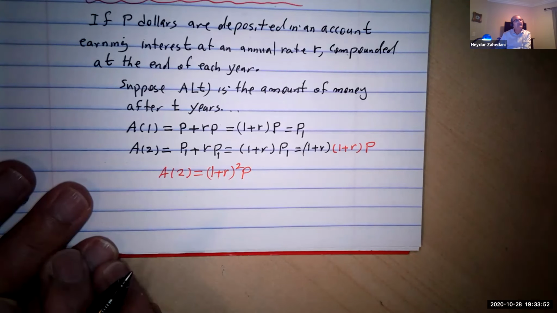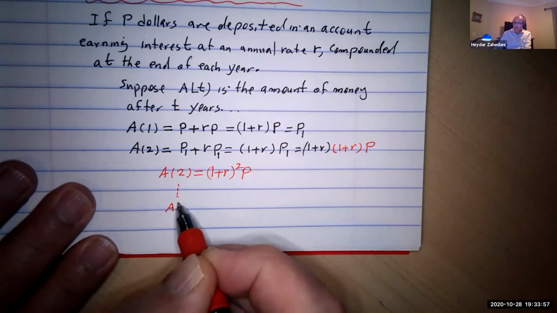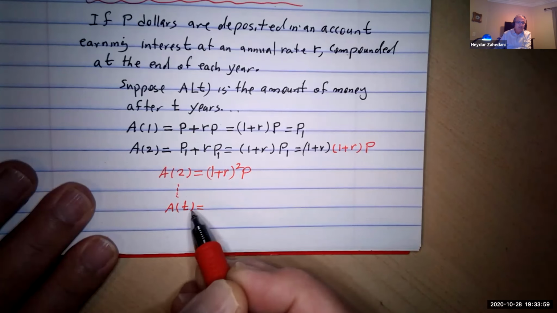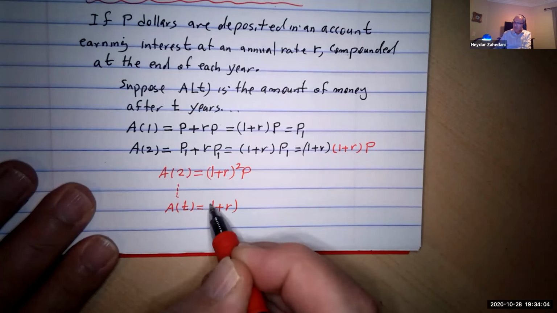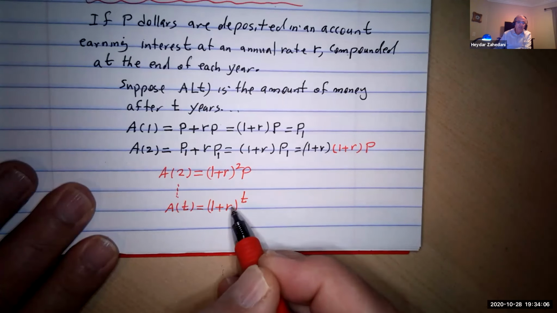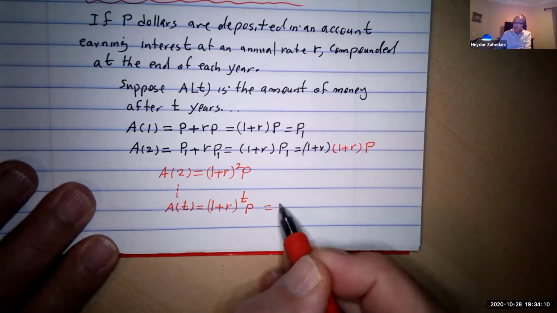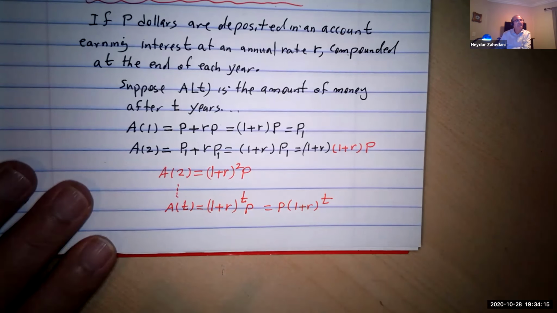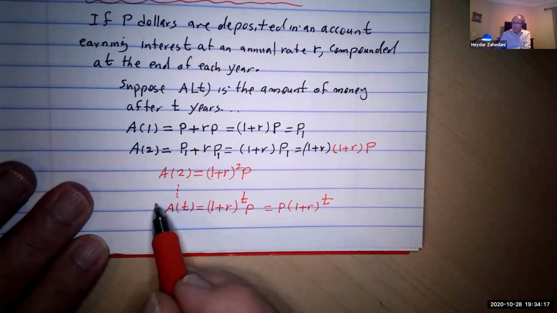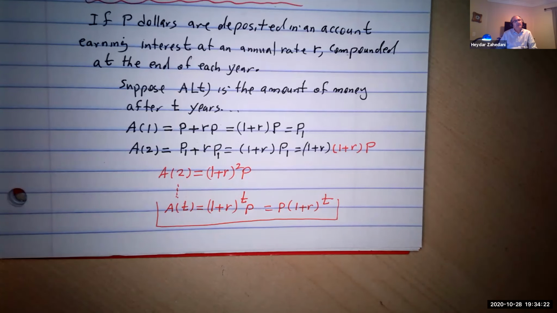You can repeat this over and over. So if you repeat it after T years, your money in the bank is going to be 1 plus R to the T times P, or just P times 1 plus R to the T. So this is going to be the money in the bank if they just compounded once a year.